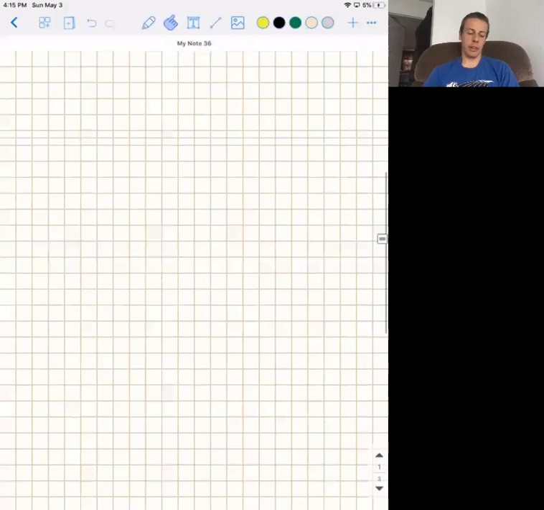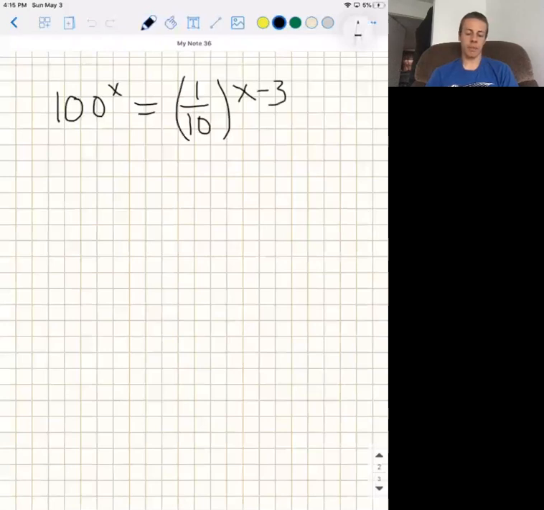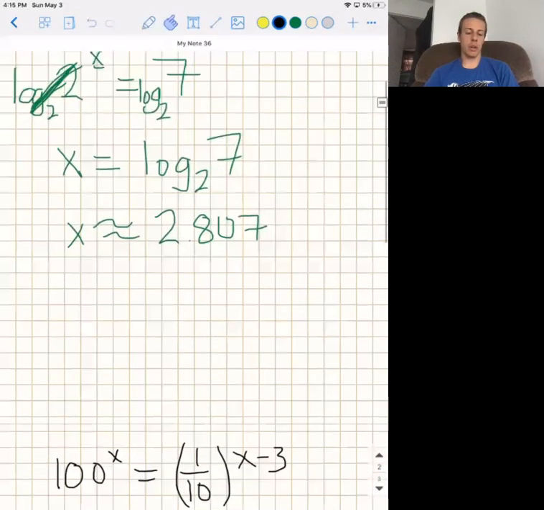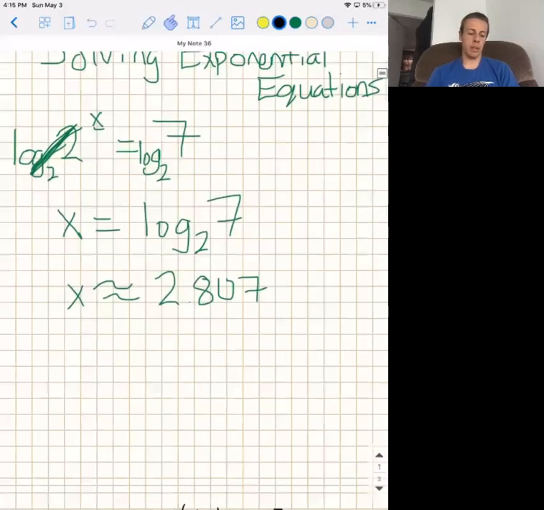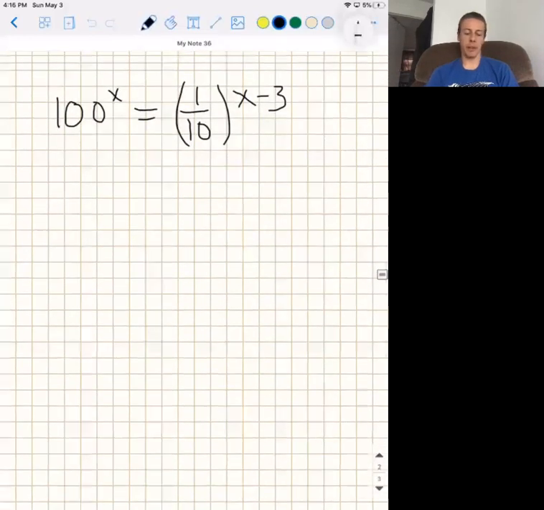Second example we're going to look at is a little bit trickier. We're going to say 100 to the x equals 1/10 to the x minus 3. Okay. And now this is a little bit more complex. If you think back to our first example, we only had one exponential and one variable. In this example, we actually have a variable x on both sides, and we have 2 exponentials.